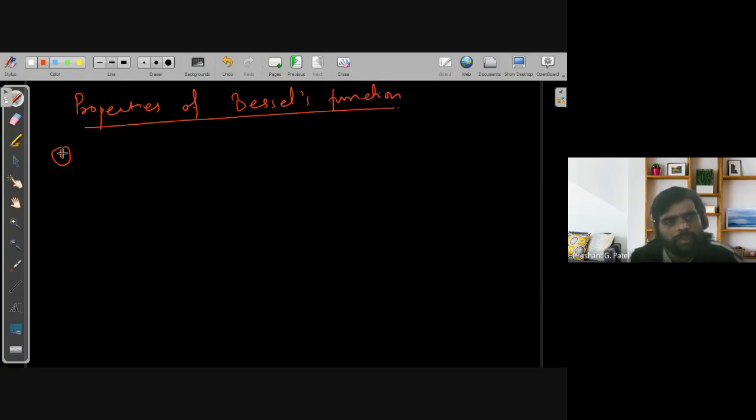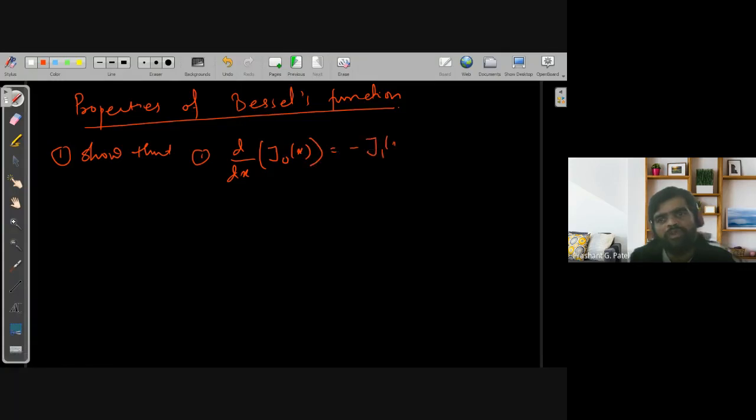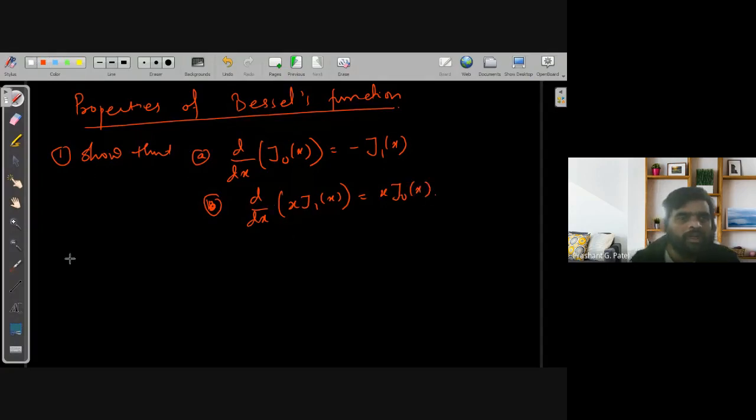The first property that we are going to discuss is d by dx of J0 of x is equal to minus of J1 of x. And the second one, let's say A is this, B is d by dx of (x into J1 of x) is x into J0 of x. Let us try to prove these statements.